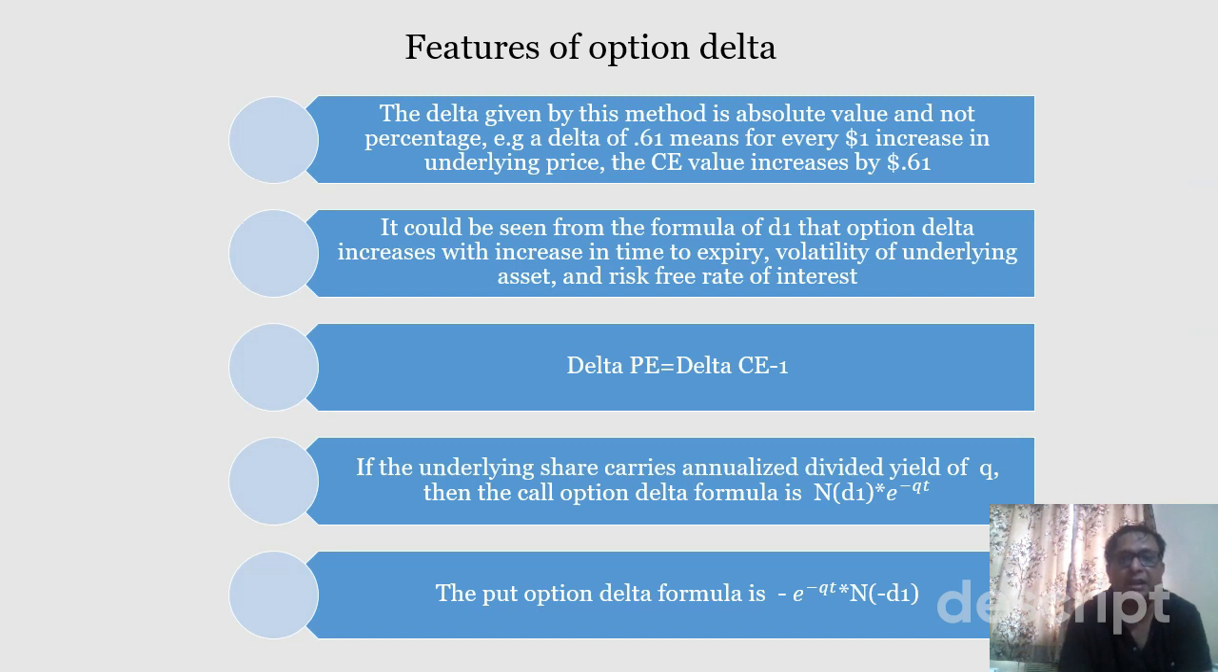Similarly, the delta value of a put option of a dividend paying stock is given by the following formula, minus e to the power minus qT into N(minus d1).